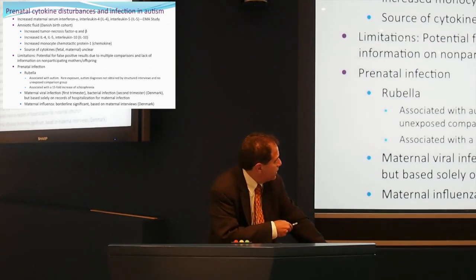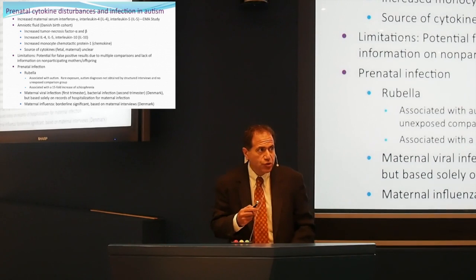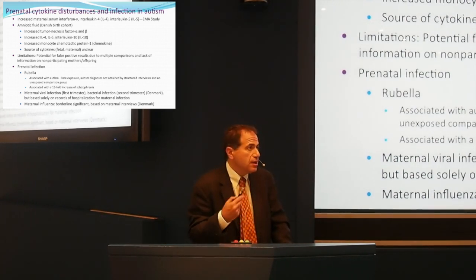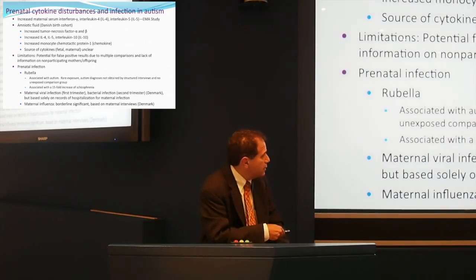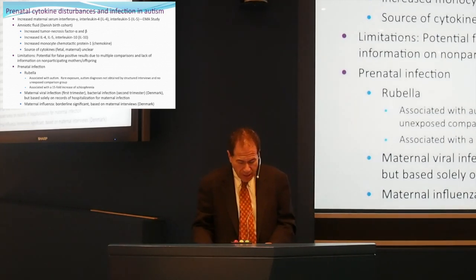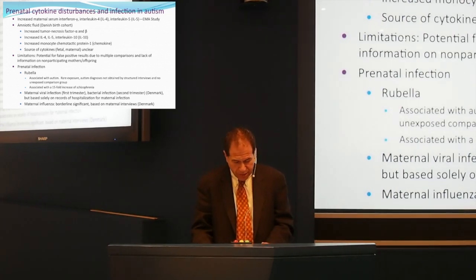Maternal viral infection in the first trimester, and bacterial infection in the second trimester, have also been associated with autism risk in a Danish cohort. These studies are based solely on records of hospitalization for maternal infection. That's very interesting, but it doesn't cover most infections that occur in a population-based study. Maternal influenza has also been reported to be borderline significant. This is based on maternal interviews, which may not always be reliable, rather than on clinical records or on serum biomarkers.